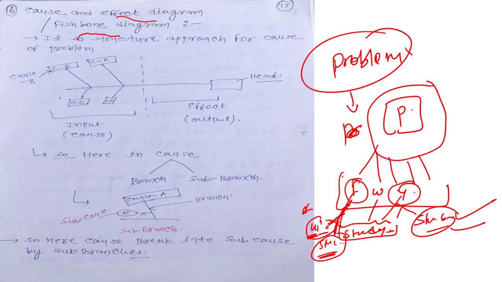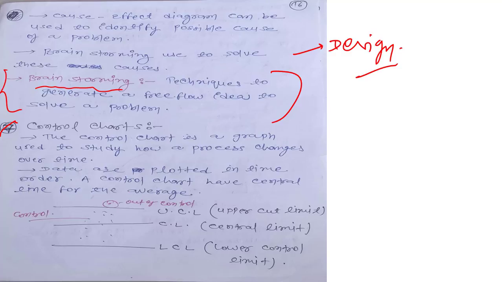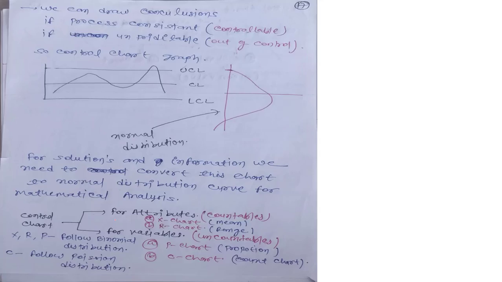A control chart is a graph used to study how a process changes over time. For example, how our process changes from time to time. Data are plotted in time order, and a control chart has a center line of the average. This center line is the control. For example, our process is running like this. We are not crossing our limit, but sometimes we go out of limit. If we cross the upper limit, that means out of line, an out-of-limit crossing.